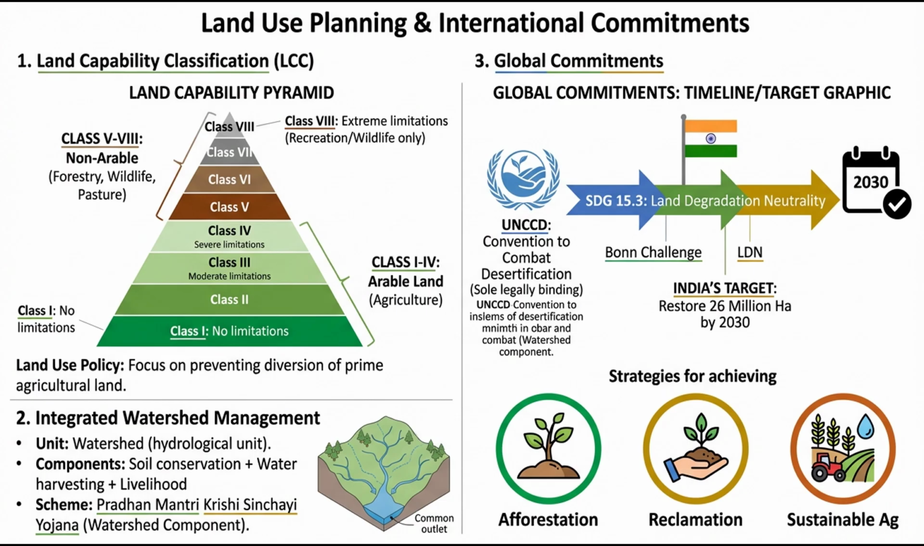A key target here is SDG 15.3, which aims for land degradation neutrality, or LDN, by 2030. LDN means that the amount of healthy land we restore should equal or exceed the amount of land being degraded. India has pledged under the Bonn Challenge to restore 26 million hectares of degraded land by 2030. Achieving this requires a triad of strategies shown in the icons: afforestation to hold the soil, reclamation to fix chemical imbalances, and sustainable agriculture to prevent future damage.